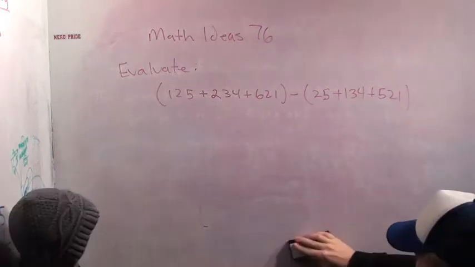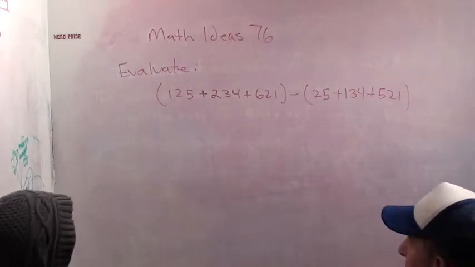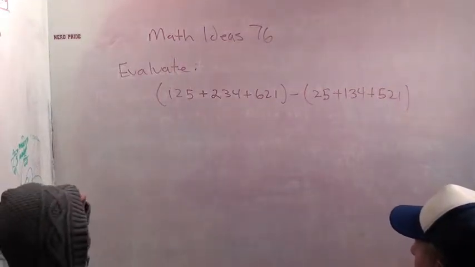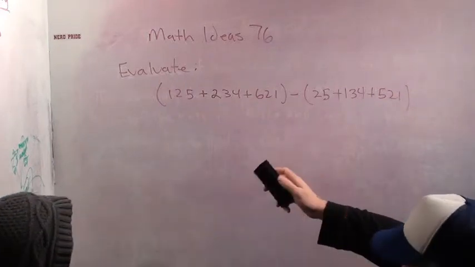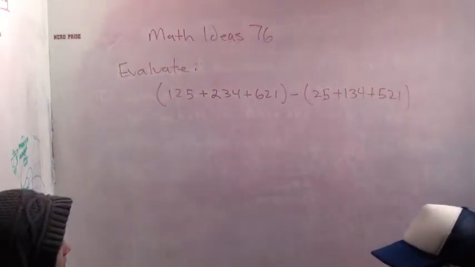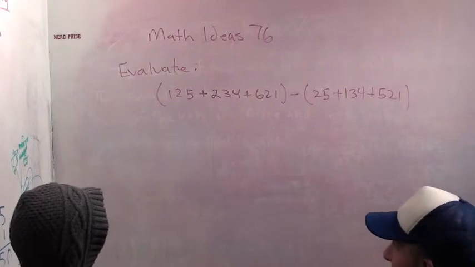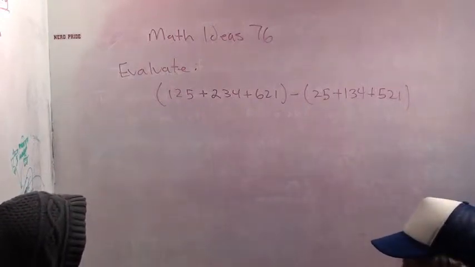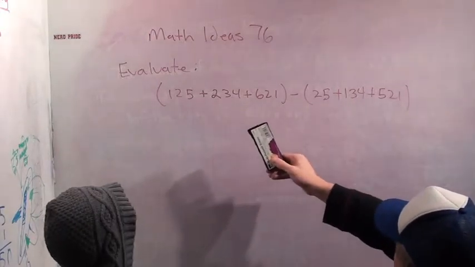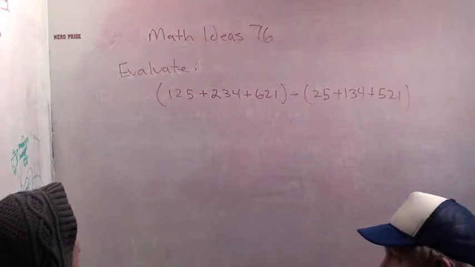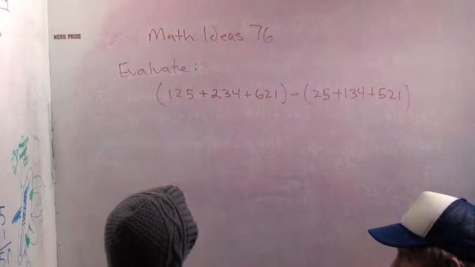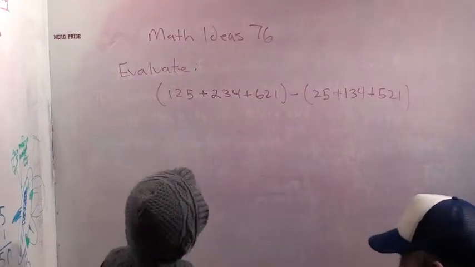So we have this problem that looks really complicated. 125 plus 234 plus 621, that whole thing, that's what the parentheses mean, minus 25 plus 134 plus 521. Whoa. One way we could do this is to add up this and add up this and then do the subtraction. But that would be a lot of work, wouldn't it? What's a better thing to do?